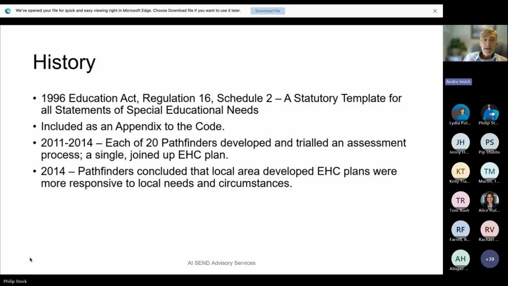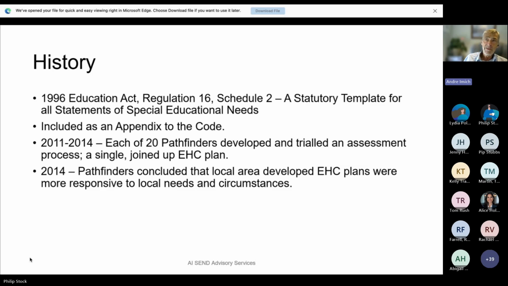But ultimately, the Pathfinder work, which was evaluated, concluded that actually having local area developed templates and plans were more responsive to local needs and circumstances. And therefore, the legislation ended up without a single template. It was evidence-based at the time.